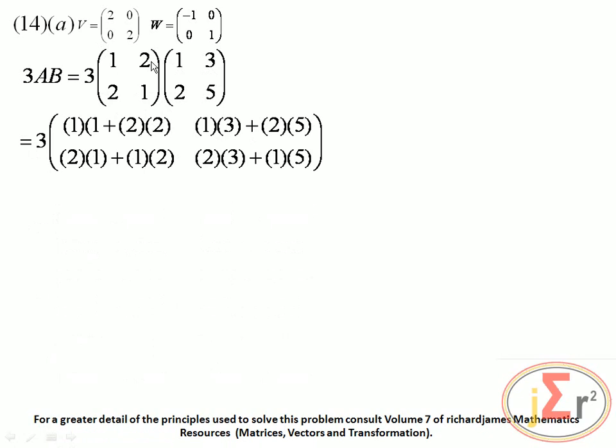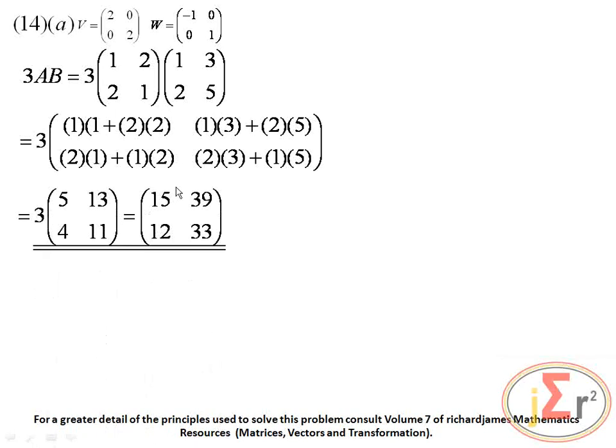So we have the upper times the left. The answer goes to the upper left. 1 times 1 plus 2 times 2. Then we have the upper times the right. The answer goes to the upper right. So we have 1 times 3 plus 2 times 5. Then we have the lower multiplied by the left. The answer goes to the lower left. 2 times 1 plus 1 times 2. Then the lower multiplied by the right, the answer goes to the lower right, that is 2 times 3 plus 1 times 5.